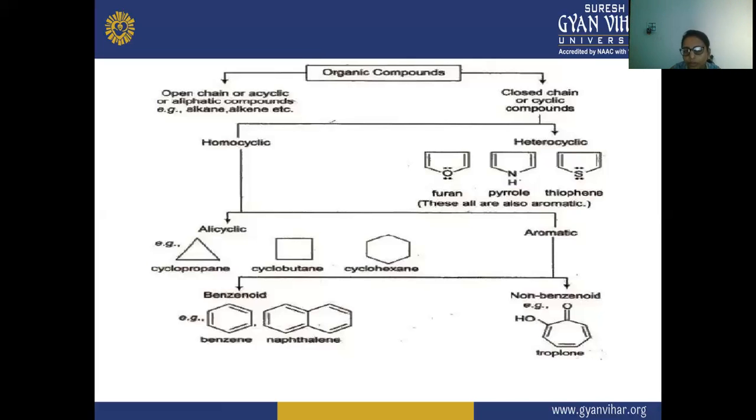So examples of this open chain are the alkane, alkene, alkyne, and examples of this closed chain are homocyclic, means the benzene, heterocyclic, cycloalkane, cyclobutane. This closed chain is divided again into two types, that is your homocyclic and the heterocyclic. In the heterocyclic they are containing another atom with this carbon atom also. So here there is a presence of another atom plus your carbon atom.